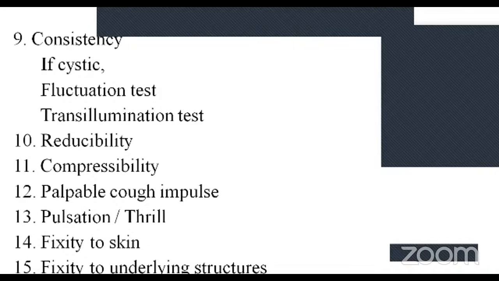Then it can be firm in consistency, like in thyroid, or fibroma, which is connective tissue. Then it can be hard in consistency, hard like malignancy, or even bony hard in consistency, like osteoma and other things. Then the sixth one is variable consistency, where there is more than one type of consistency.